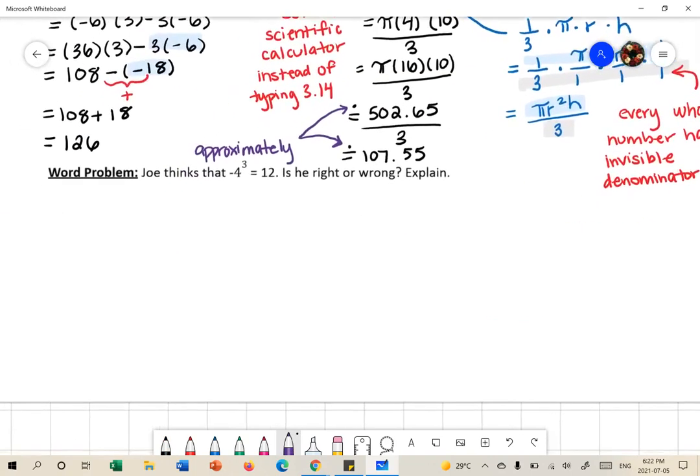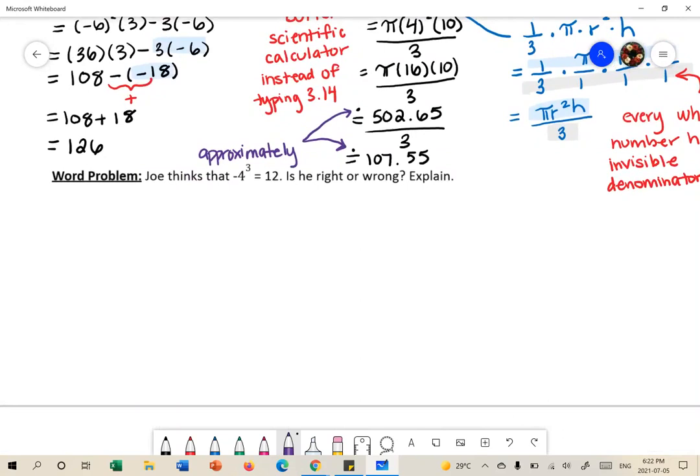So here's a word problem. Joe thinks that -4 cubed is equal to 12. Is he right or wrong? Well, let's see. -4 cubed. Our base is 4, not -4, because it's not in brackets. So this is equal to -4 times itself 3 times, which is equal to -4 cubed is 64.